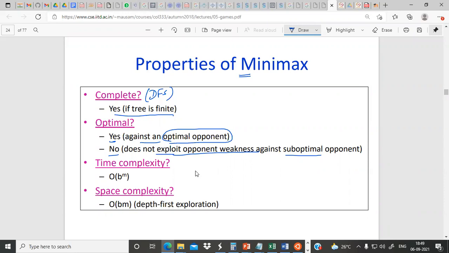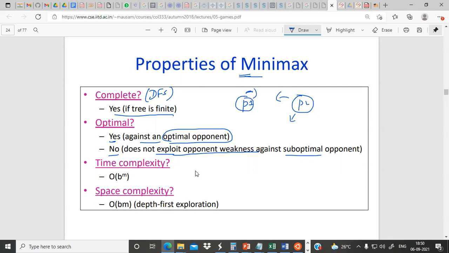See, normally in a two player game, in any game, if both players are very talented, then the chance of winning is very less for both of them, it will be a tough game. But if one of the players is suboptimal, then the other player can exploit his weakness. But that doesn't happen in the minimax algorithm. If the opponent is optimal, then it will identify the optimal solution.